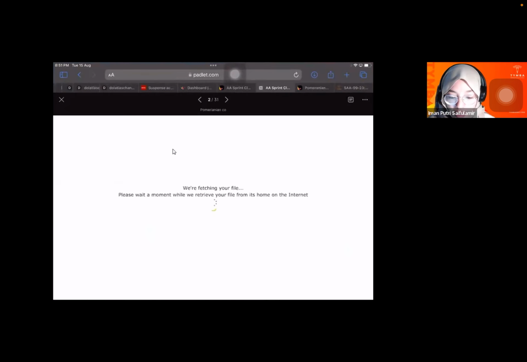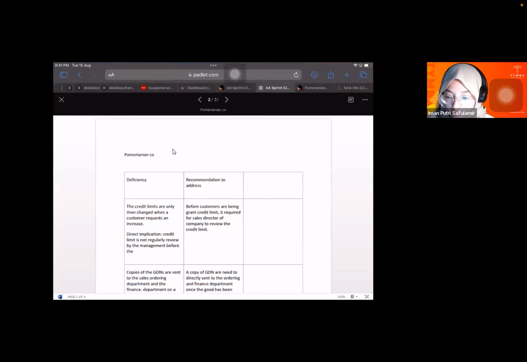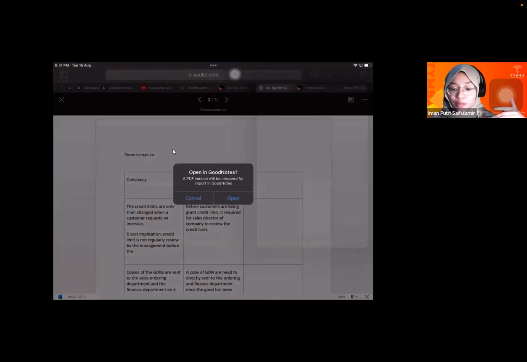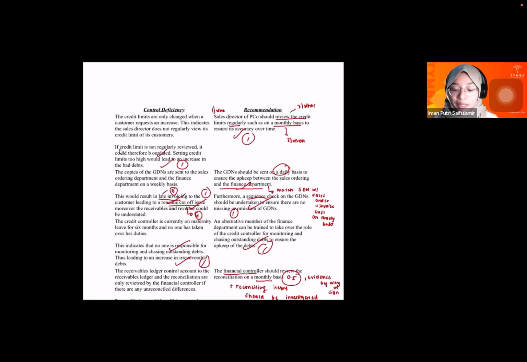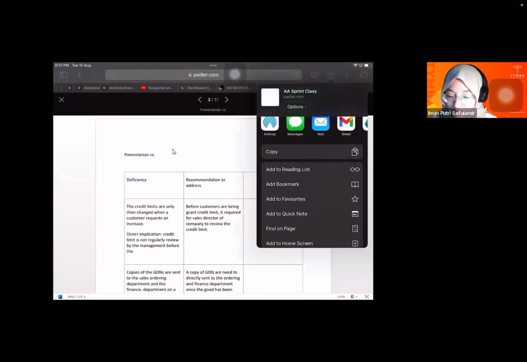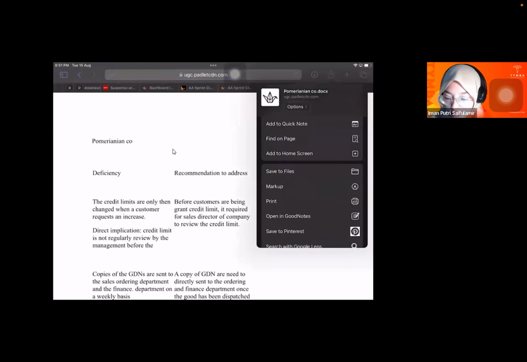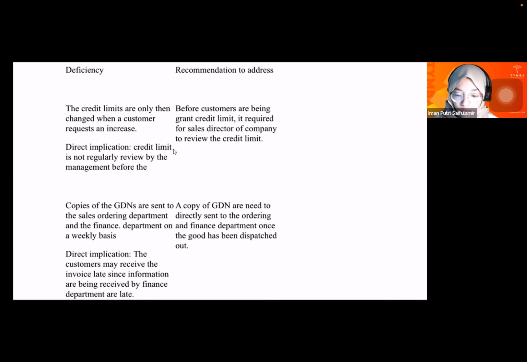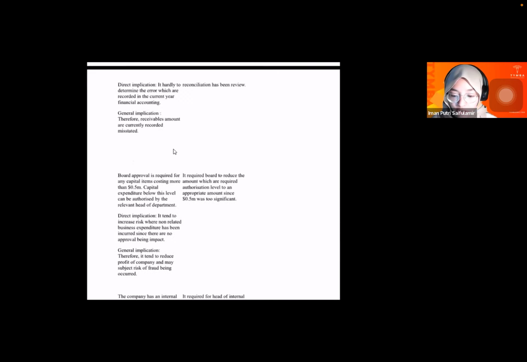Okay, let's look at Haikal's answer. Do you guys feel suspense if I'm reading your answer in class? I don't know. Actually, I was also a student of Timba. So I feel like when the lecturer opens my answer in class, I feel suspense. Okay, but I don't know about you guys. It doesn't show up for me. I have to download. When a customer credit limit is not regularly reviewed by the management. Why does it come out like this? I think it's because I downloaded it to the iPad.